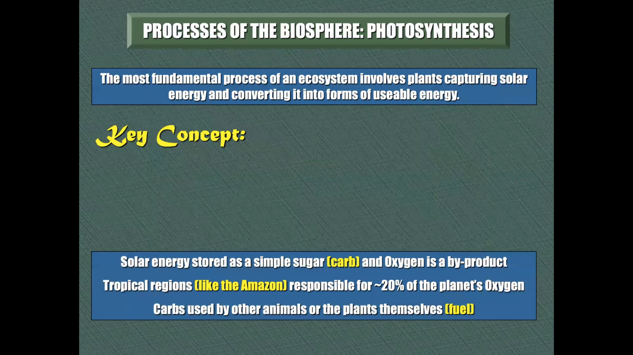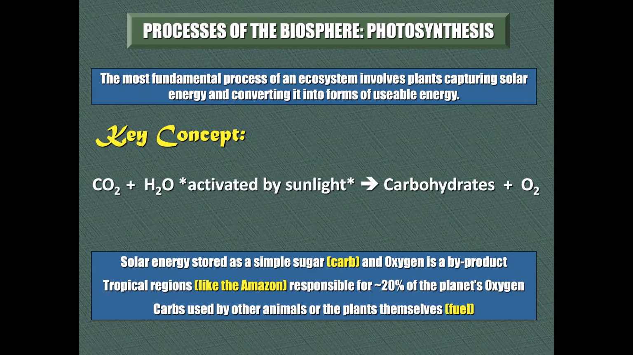So the first one is photosynthesis. It's essentially the idea of turning water and carbon dioxide, activated by sunlight, into a carbohydrate, which is a simple sugar, and oxygen. So this is the most significant biological process that happens on Earth. This is how plants grow. Animals eat plants. We eat the animals or the plants. And that process continues. So solar energy is stored and converted into a simple sugar, a carb. And then tropical regions are responsible for about 20% of the planet's oxygen. They generate a lot of it.